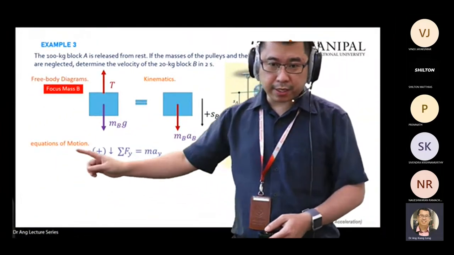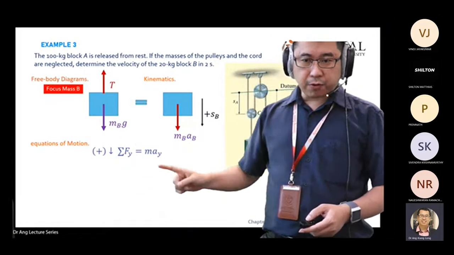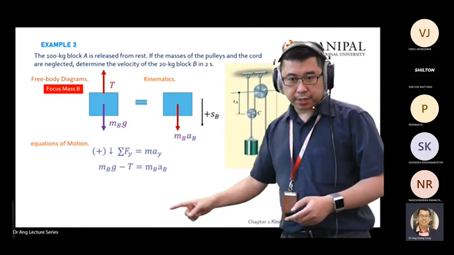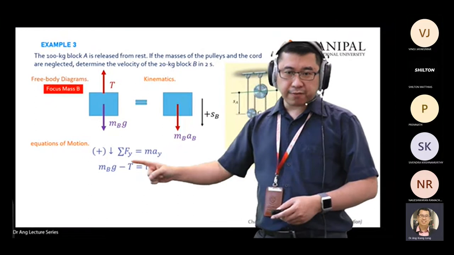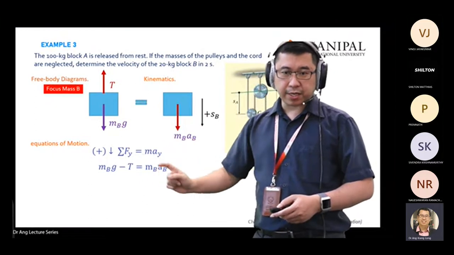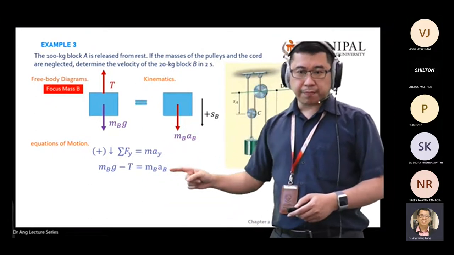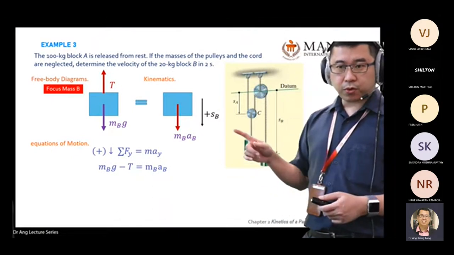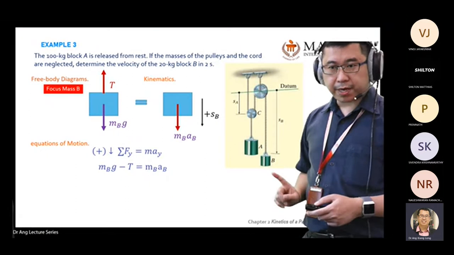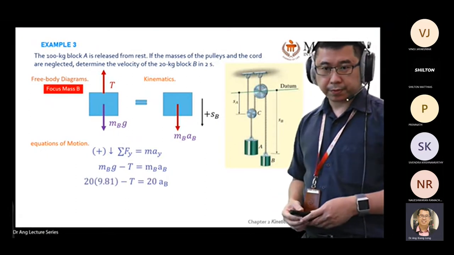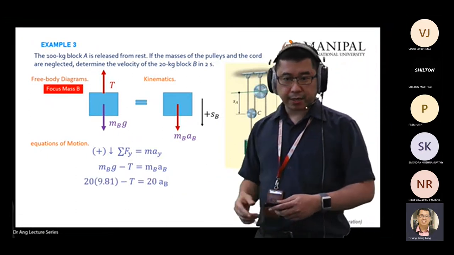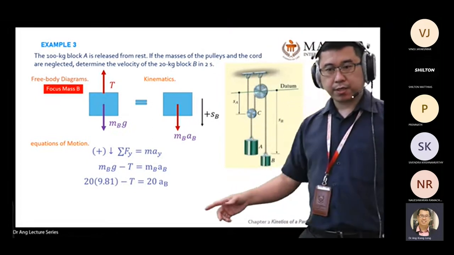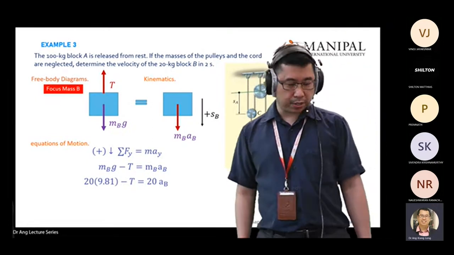Okay, just now there's a typo error in this one. I follow my motion direction, so mg going down is positive, T is negative, so m_A a_B going down, because I follow the datum direction. Yeah, I get my second equation. Okay, I get my second equation.